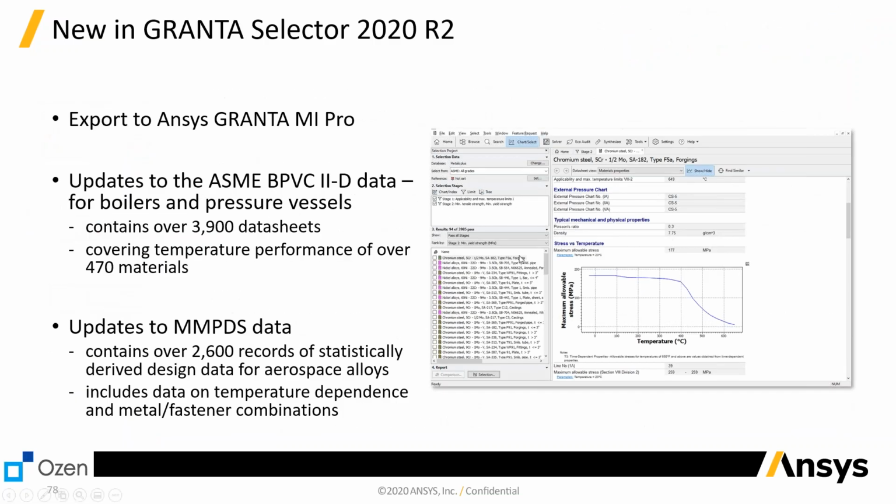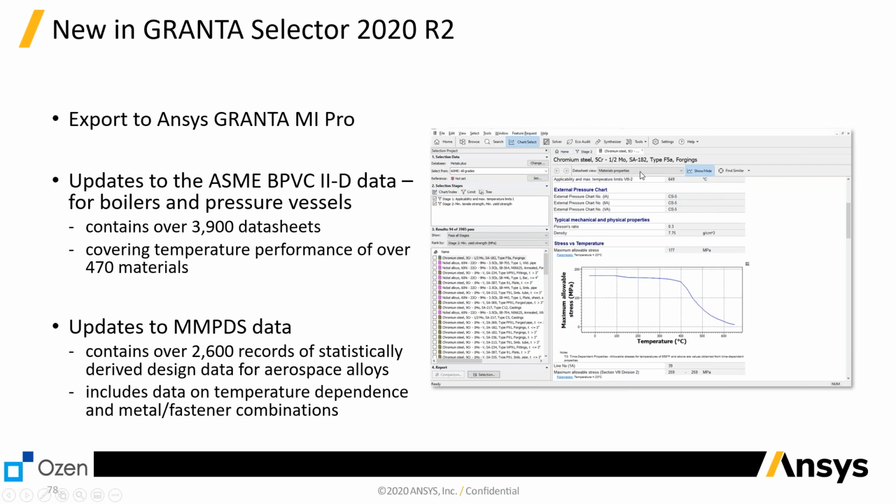This is Granta Selector. What is new in it? It can now be imported to ANSYS and go. It can export to ANSYS Granta MI Pro. And its database has been updated, so it now contains over 2,600 records of statistically derived design data for aerospace alloys.